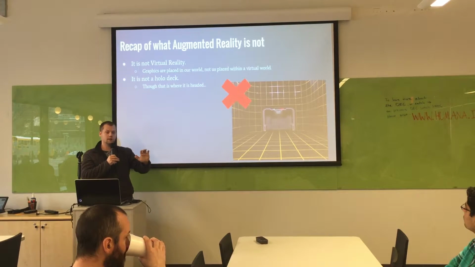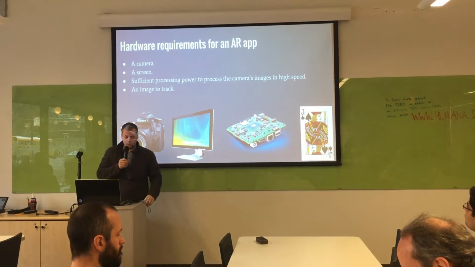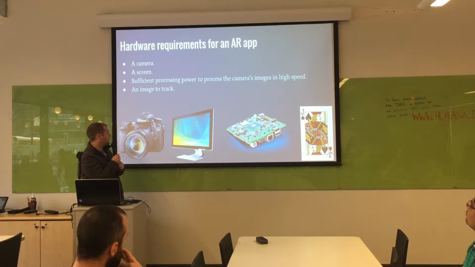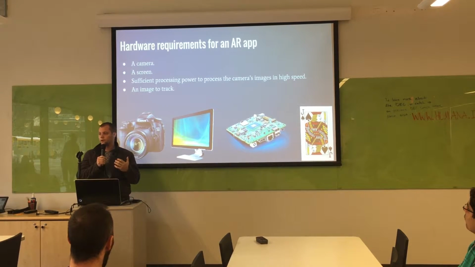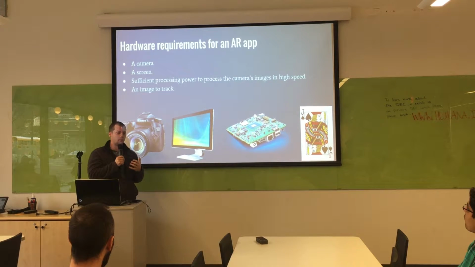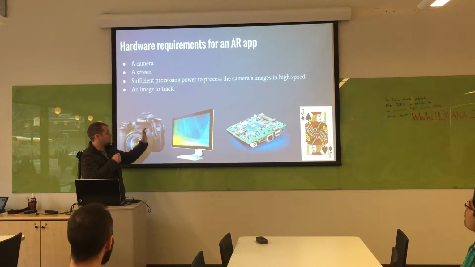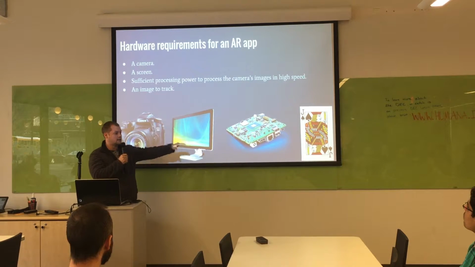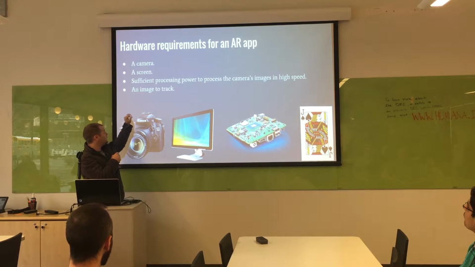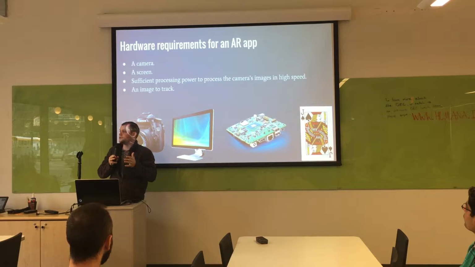Augmented reality tracks an image. Makes it a little bit simpler for us. Okay. So, the hardware requirements for an augmented reality app are a camera. So, the computer's going to have some sort of visual data that it can start to process. It's also going to need a screen to display that with its own overlays. It's going to need sufficient processing power to go through all the images at high speed and be able to track images. And you're going to need at least one image to track. It's just not going to automatically start working out of the box. It needs to know what it's doing.